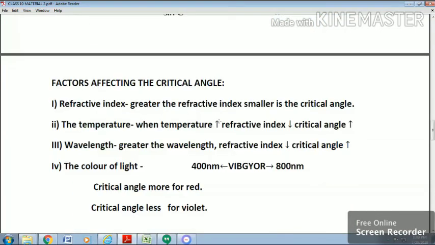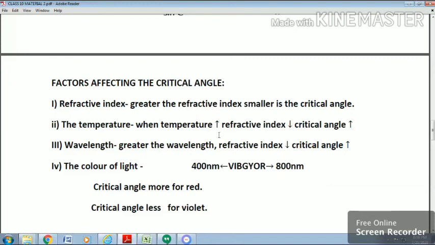There are a few factors on which it depends. The very first is refractive index. As you can see in the relation, refractive index is equal to 1 by sin C. So the greater the refractive index, the smaller will be the critical angle. Now the next factor on which it depends is temperature.